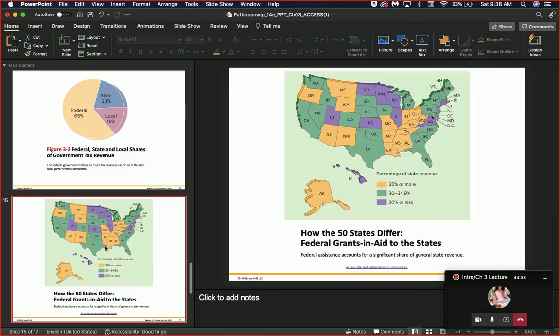Okay, so over here, how the 50 states differ. Federal grants and aids to the states. So I'm going to give you a second to look at this map. This is as a percentage of the state revenue of these grants and aids to the states. Remember, that's free money the federal government is giving to the states for general issues. So this yellow is 35% or more. The green is 30 to 34.9%. And the purple is 30% or less. I'm going to let you look at that for a second.